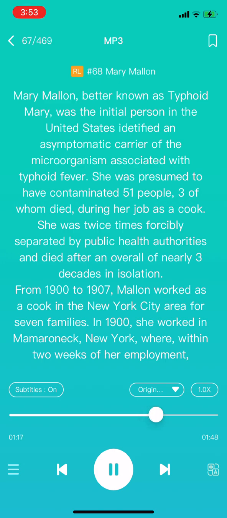She worked as a cook for the family of a wealthy New York banker, Charles Henry Warren. When the Warrens rented a house in Oyster Bay for the summer of 1906, Mallon went along too. From August 27th to September 3rd, 6 of the 11 people in the family came down with typhoid fever. The disease at the time was unusual in Oyster Bay, according to 3 medical doctors who practiced there.